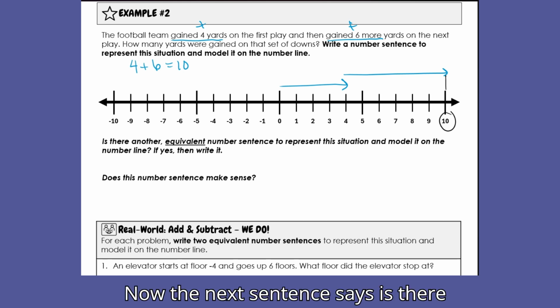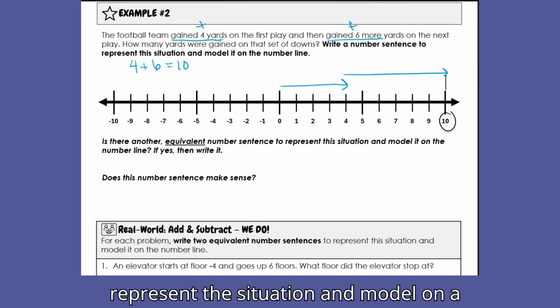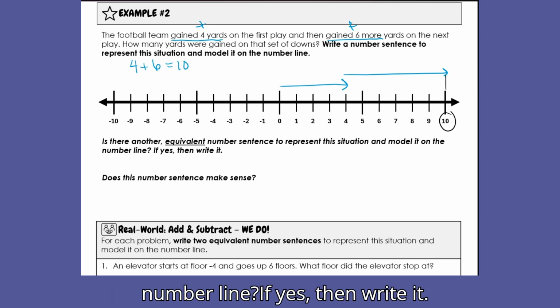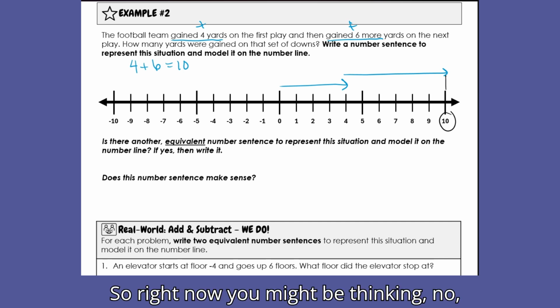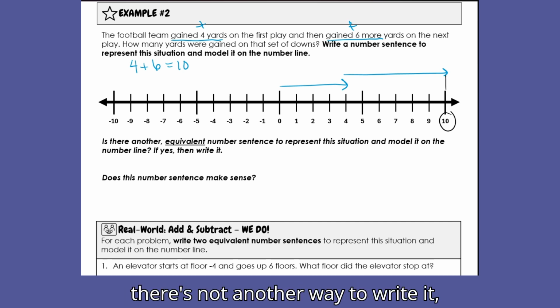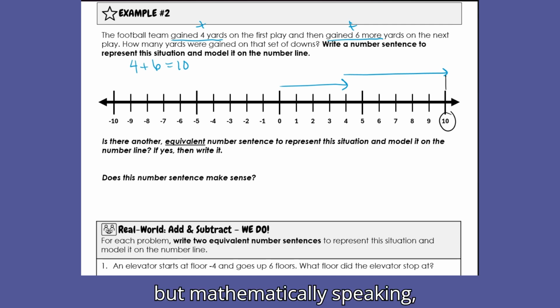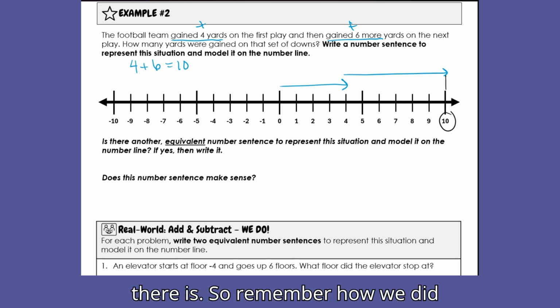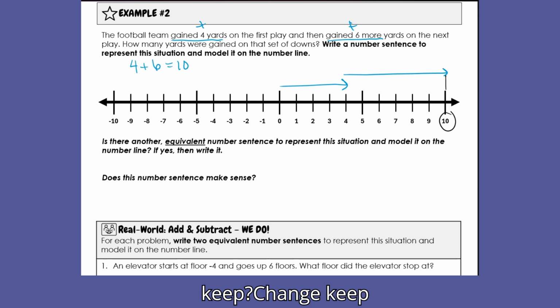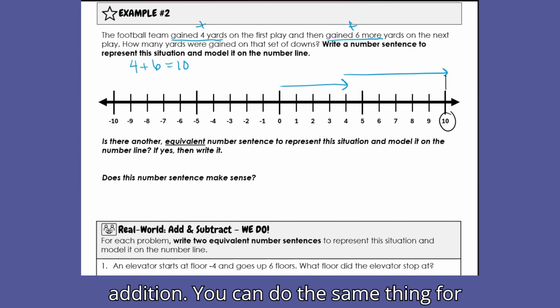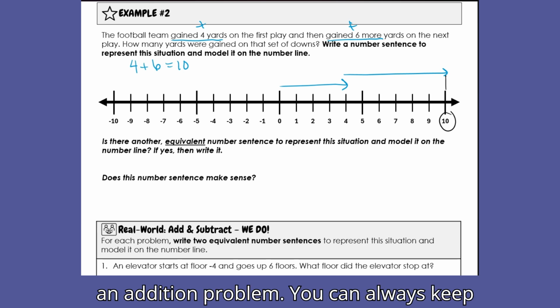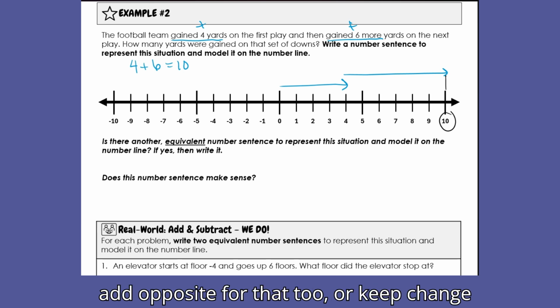Now, the next sentence says, is there another equivalent number sentence to represent the situation and model it on a number line? If yes, then write it. So right now you might be thinking, no, there's not another way to write it. But mathematically speaking, there is. So remember how we did keep, change, keep, add, opposite to convert our subtraction problems to addition? You can do the same thing for an addition problem. You can always keep, add, opposite for that too, or keep, change, opposite.